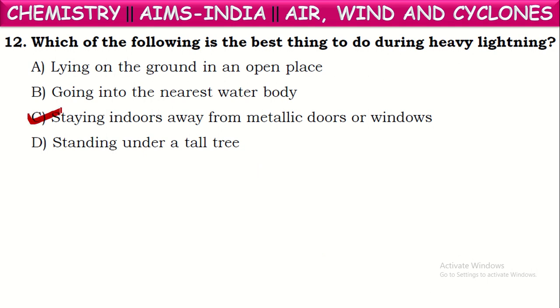It is staying inside the home, away from the metallic doors and windows, that is the safest thing. Standing under a tall tree, being near a water body and lying on the ground are all not safe when it is lightning and raining heavily. We have to be away from the metallic doors and windows because when it is lightning, the thunder may be attracted by these metallic objects and we may get a shock. So that's why it is safest to be in the home.